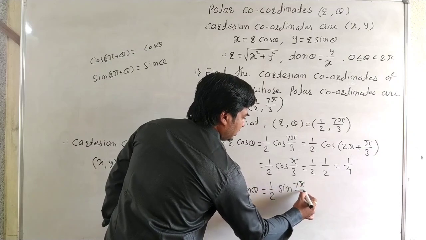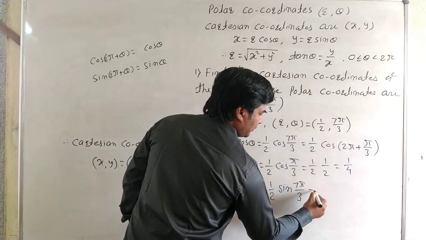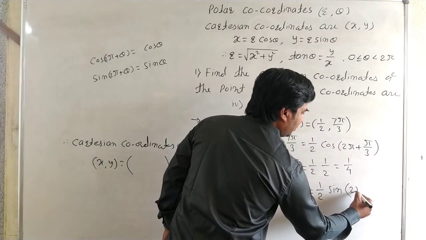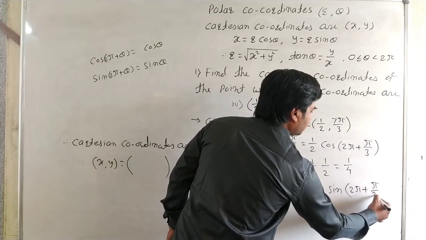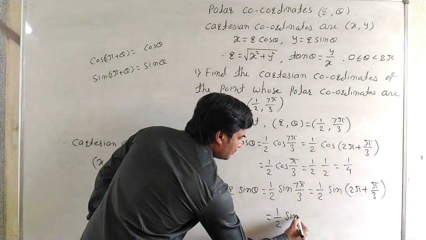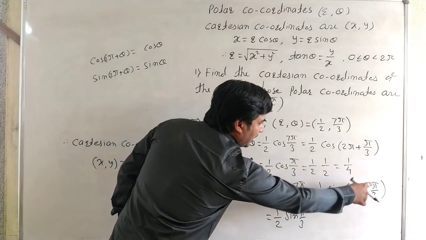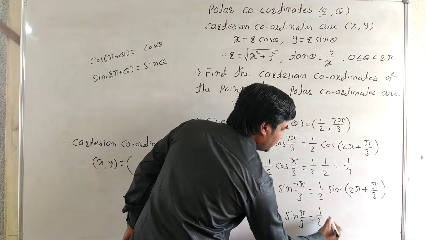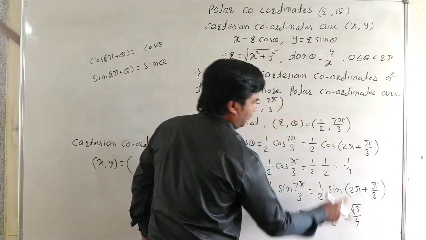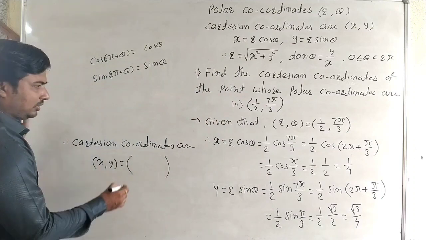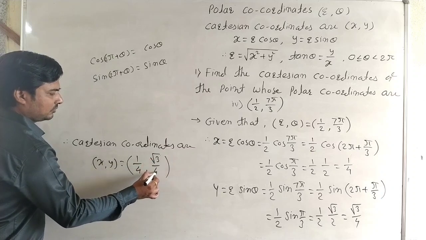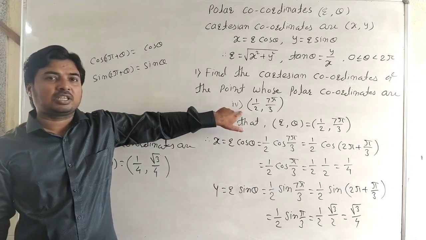Now y is equal to r sin theta, it is 1 by 2 sin 7 pi by 3. Again 7 pi by 3 we can write as 2 pi plus pi by 3, then it is 1 by 2 sin pi by 3, since sin 2 pi plus theta is equal to sin theta, and sin pi by 3 is root 3 by 2, that means root 3 by 4. It is the value of x, it is the value of y, and therefore the Cartesian coordinates are 1 by 4 comma root 3 by 4, whose polar coordinates are the given.